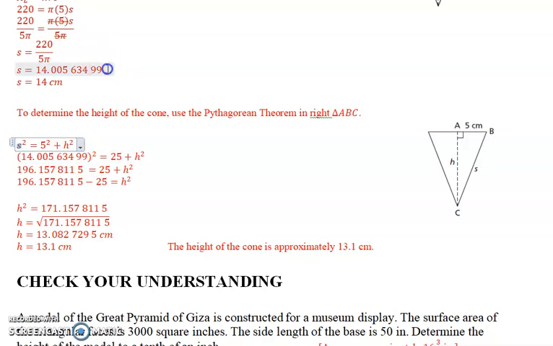So you'll notice I use the exact value. That'll be still in your calculator, so you don't have to write that all out. That's in your calculator, so you're just going to square that. You'll get 196.1578115. 5 squared would be 25. We'll subtract that from both sides. And we get 171.1578115. Take the square root of both sides, we get 13.08. And the answer said the height to the nearest tenth of a centimeter. So the 8 rounds the 0 up to 1, and we get a height of 13.1 centimeters. The height of the cone is approximately 13.1 centimeters in height.